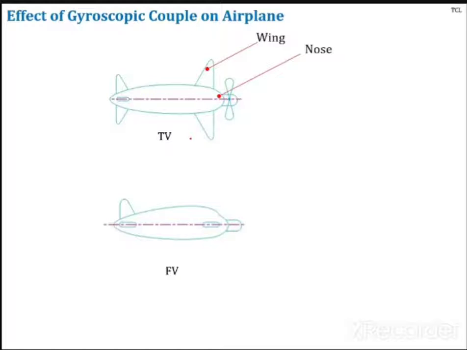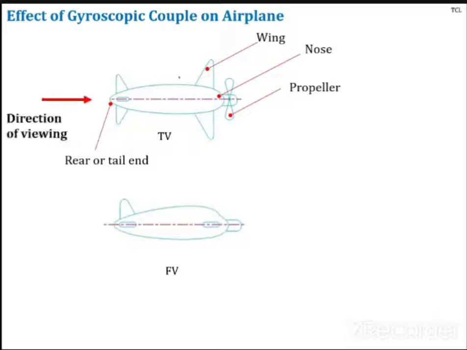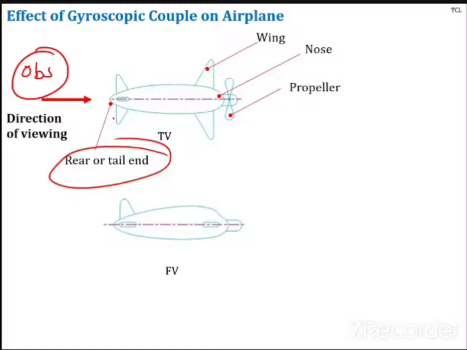So let us say this is a top view of the aeroplane. This is the wing, this is the nose, this is the propeller. This is the rear end. The rear end is called the tail end. This is the aeroplane, guys. Try to understand. And what is this? This is the direction of viewing. Means what? My observer is at the back end, that is, at the rear end. My observer is at the back end or the rear end.